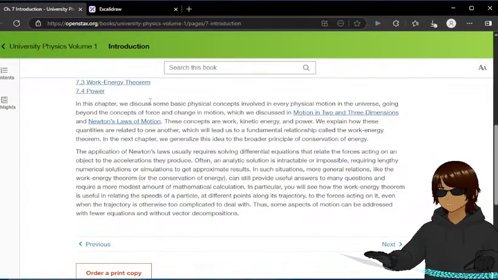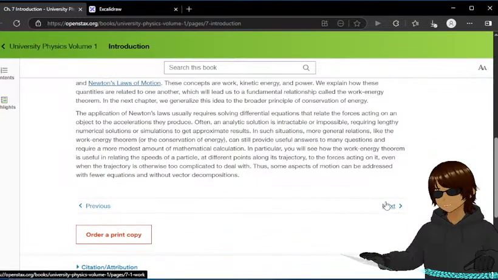In this chapter, we discuss some basic physical concepts involved in every physical motion in the universe, going beyond the concepts of force and motion and change in motion. All right, let's just go to the next chapter.